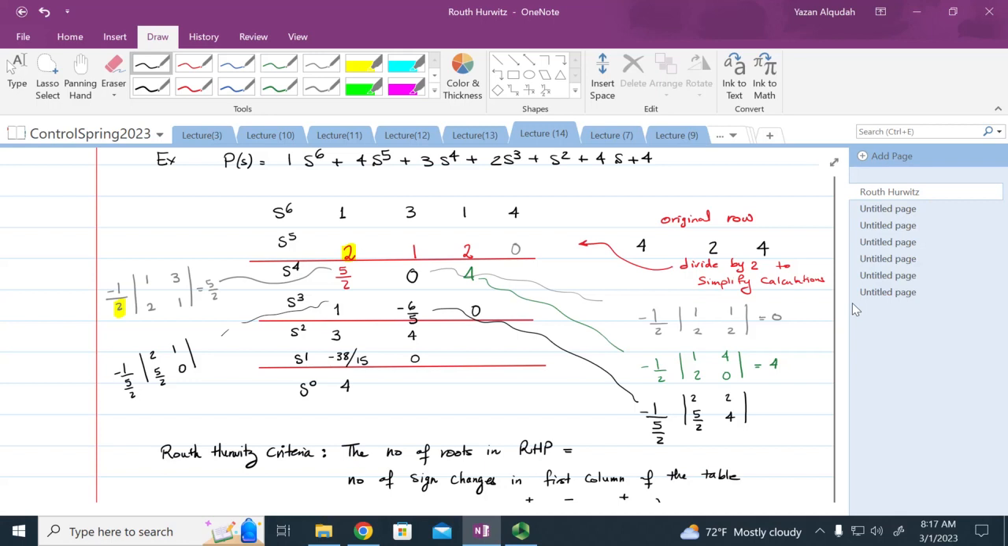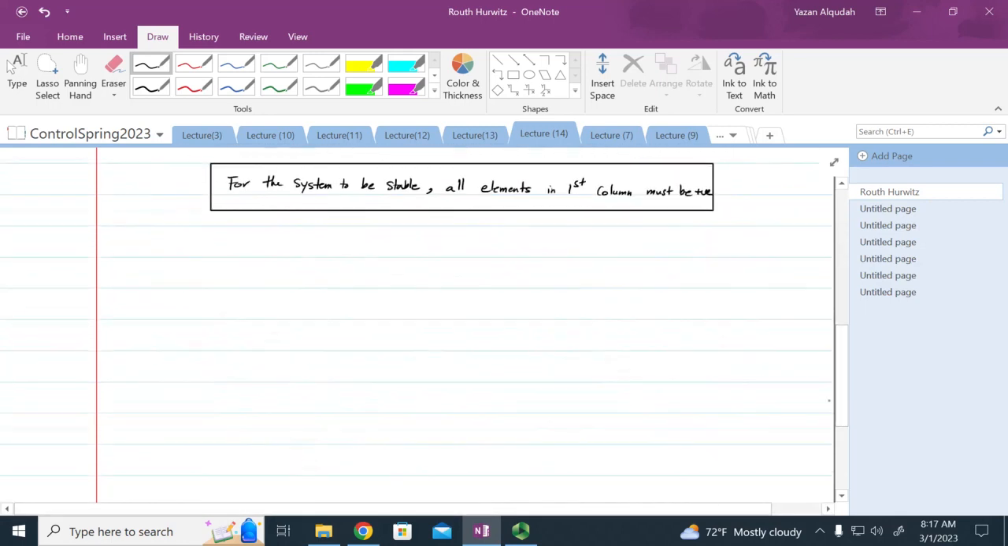Is that clear? So therefore, what we're going to be doing next is we're going to look at the special cases we might encounter when we're calculating the Routh Hurwitz table. So the first special case is what happens if one of the elements in the first column is a 0.